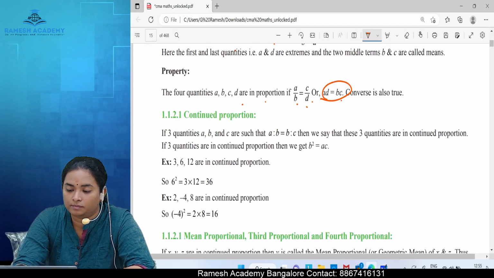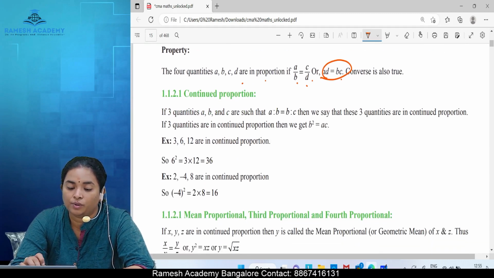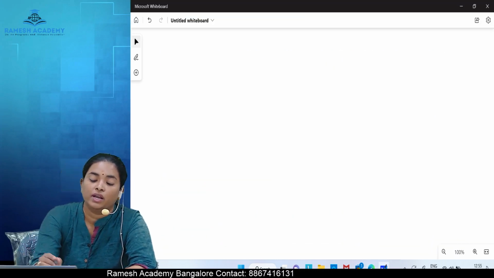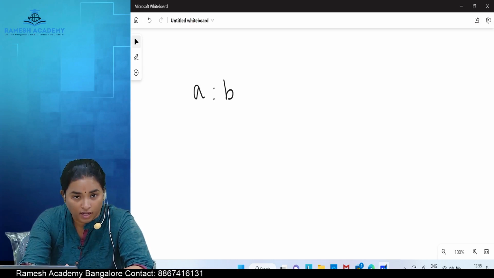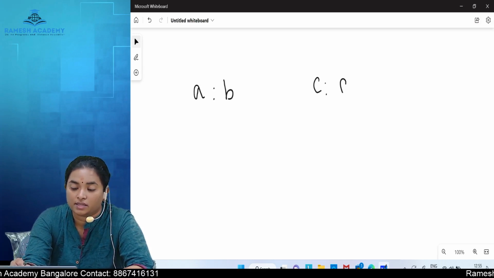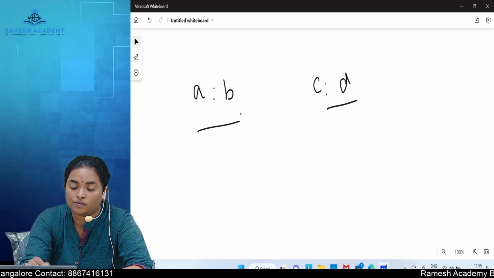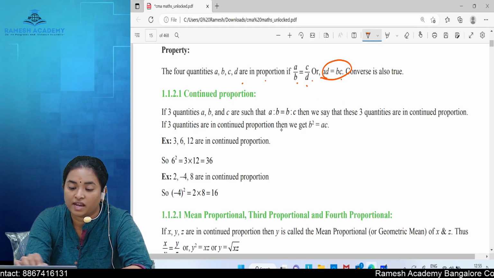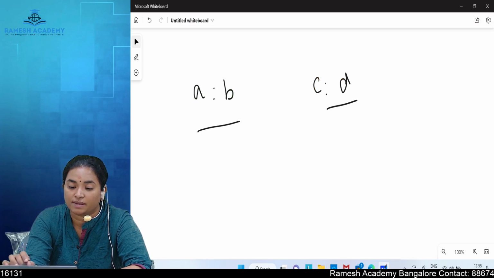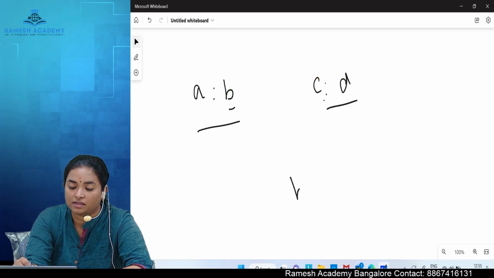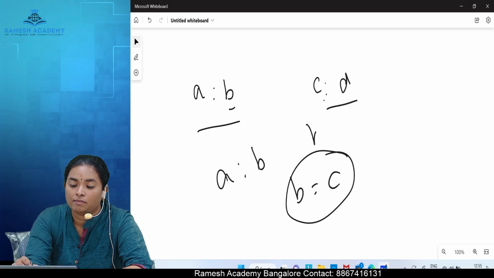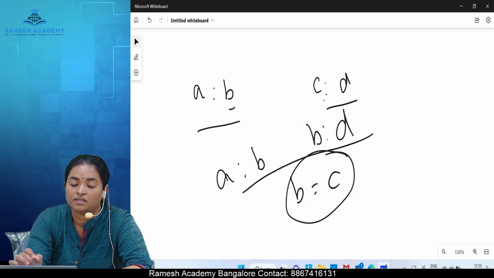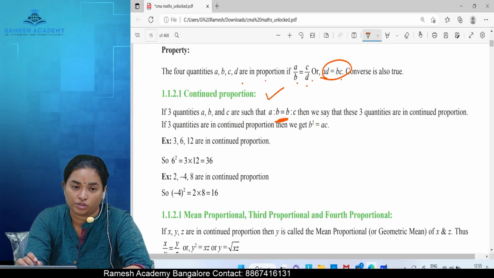Next, continued proportion. What happens is, A is to B, and there is another, say C is to D. These two ratios will become a continuous proportion if the in-between terms are the same. Now if B and C become equal, then A is to B, B is to D. This is a continuous proportion.